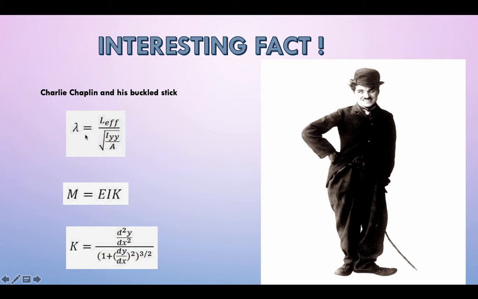This is the slenderness. This is what you can call the Euler equation, which is nothing but lambda = L effective divided by the square root of I by A. This equation describes the slenderness ratio, and the limiting slenderness ratio of a column varies as the material changes. For example, a steel column is said to be short if the slenderness ratio is less than 50. And these are all the equations for finding why buckling will occur.